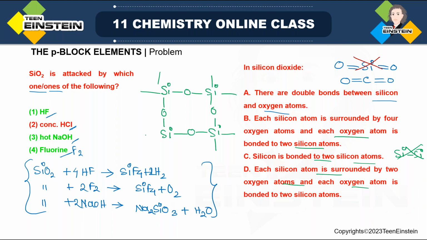Total 4 bonds surround silicon, and there will be 2 more oxygens I have to draw here, and the structure will continue. So basically, if we observe carefully, you will see surrounding silicon there are a total of 4 oxygen. But if you focus on a particular oxygen, there are actually 2 silicon. So each silicon is surrounded by 4 oxygen, and each oxygen is bonded to 2 silicon. That is actually the correct option. So option B is the correct option. Okay.